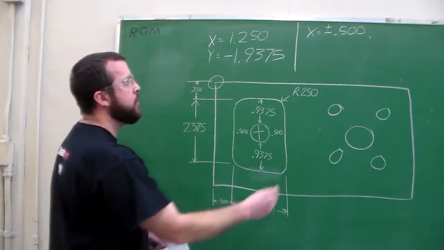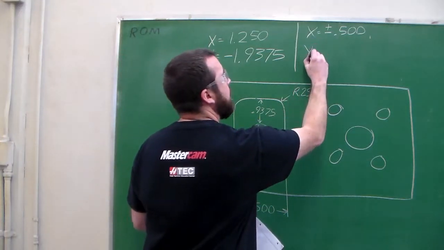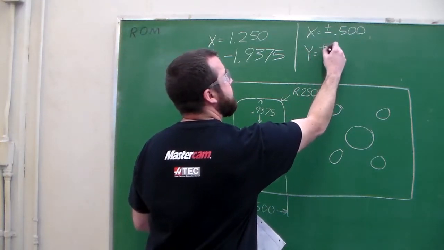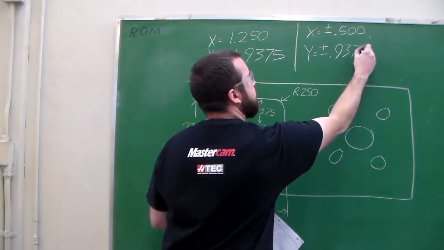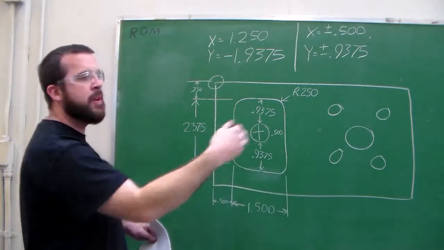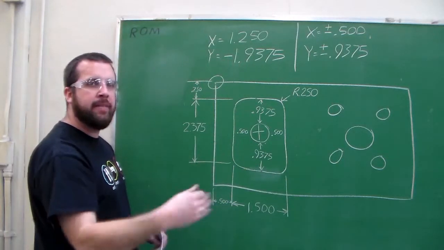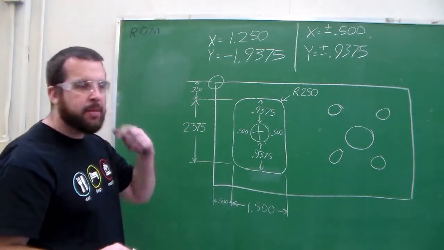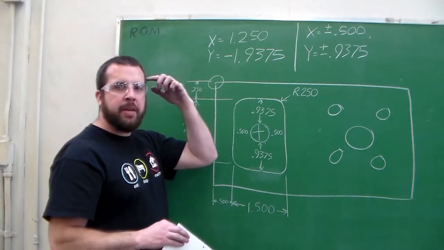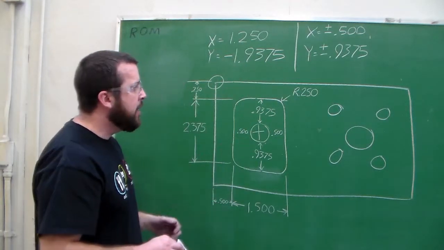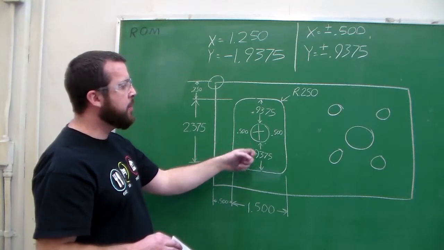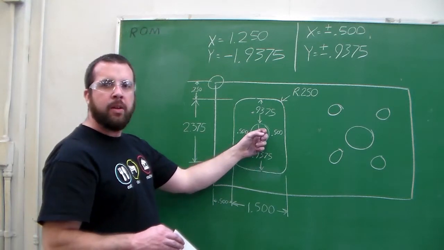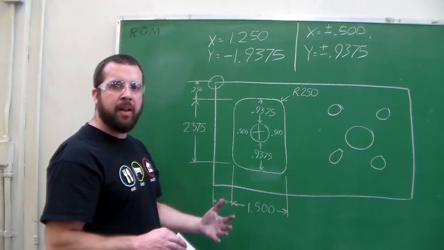There we go. So when we move it up and down in the y-axis, or positive and negative, at the extremes, it's 0.9375, 15/16. Now, we don't want to go to those numbers in our first pass. We want to rough the pocket out.